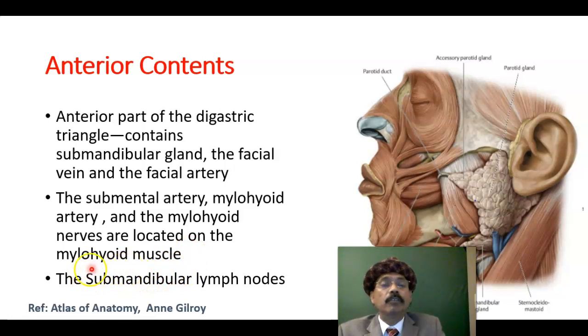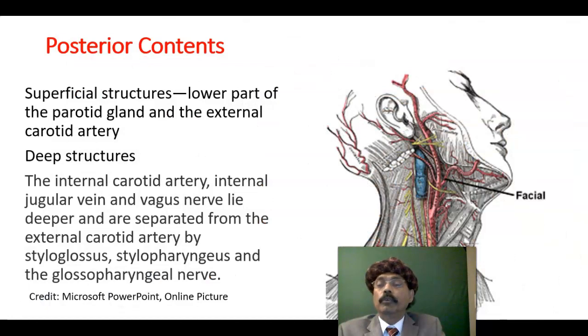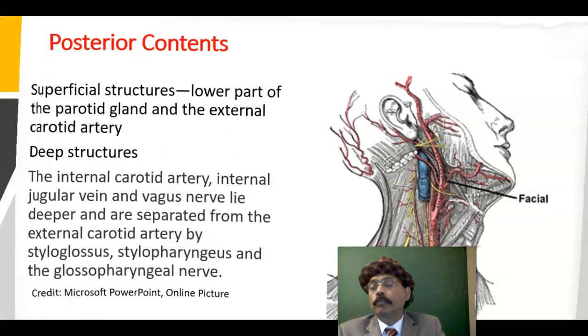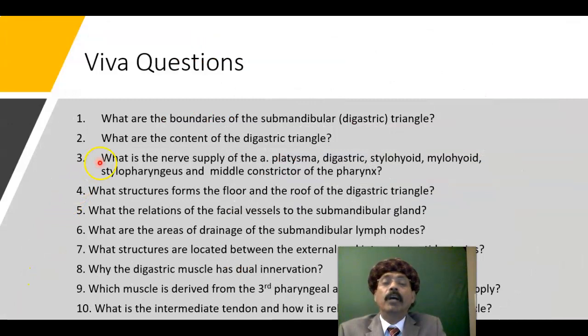Content of the anterior part of the submandibular or digastric triangle is the hypoglossal nerve, which supplies all the muscles of the tongue except the palatoglossus. Okay, we got the content of the posterior part of the digastric triangle. Okay, we'll go now to the viva questions.